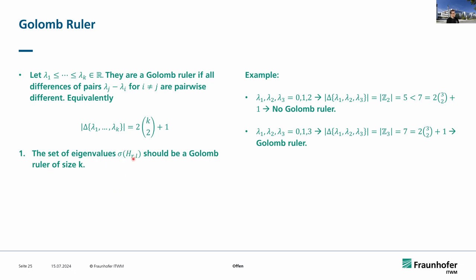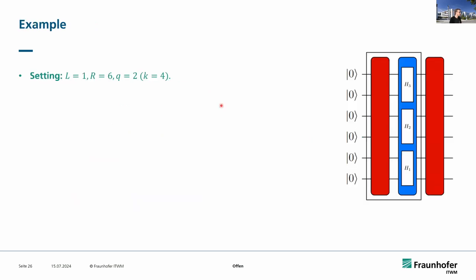So we said the set of eigenvalues of these subgenerators should be a so-called Golomb ruler of size k. The second property we need for no degeneracy is that all linear combinations I could build do not lead to the same number, so each linear combination should be different. This can be achieved via scaling. Let's do a last example. Let's say we have a single layer model with 6 qubits, and our subgenerators now occupy 2 qubits each. So they are 4-dimensional, they are 4 times 4 matrices.